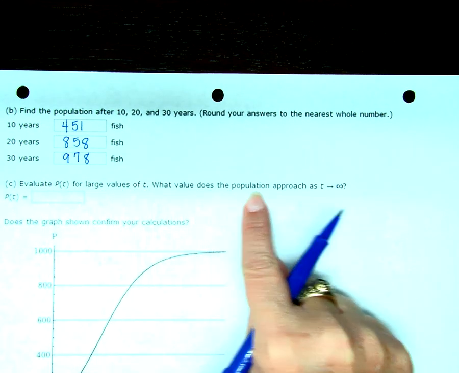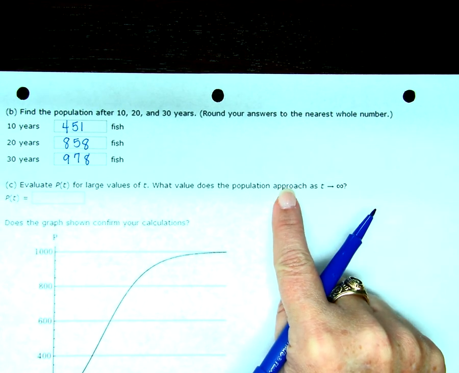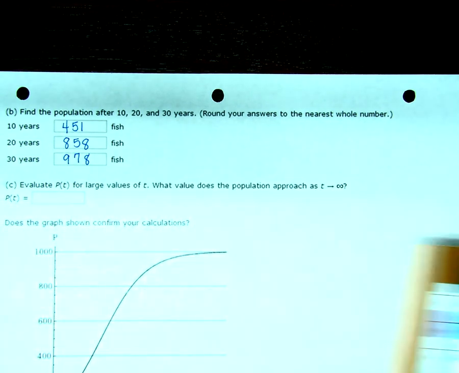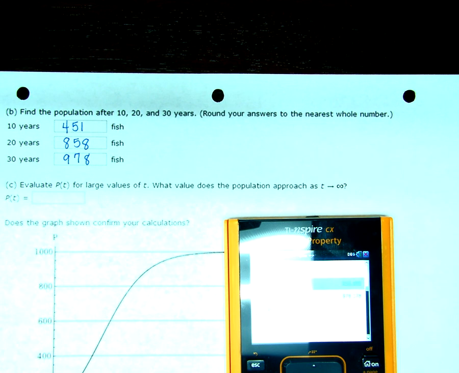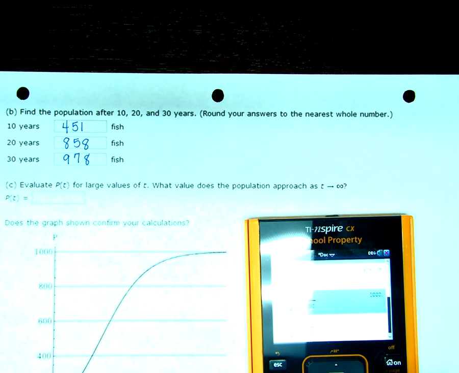Okay? Now, evaluate P of t for large values of t. What value does the population approach as t goes to infinity? Well, we used 10, 20, and 30. What if I put like 100 instead? Oh, it tells me exactly 1,000. Well, I know that's not exactly true. It's probably just rounded. Let's go down a little bit from there and see what happens. What if I put 50? So 50 is 999.